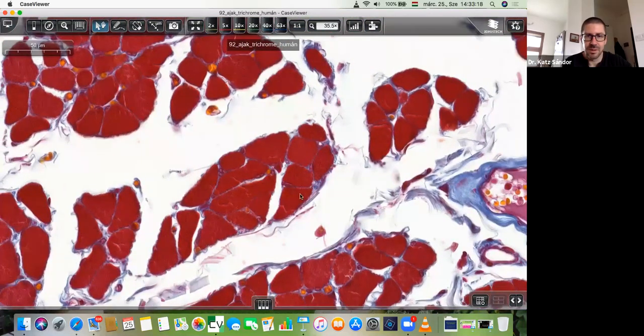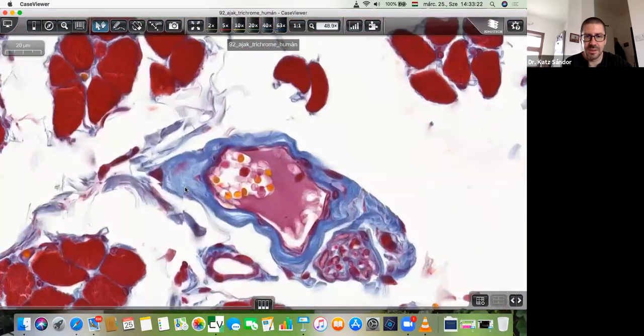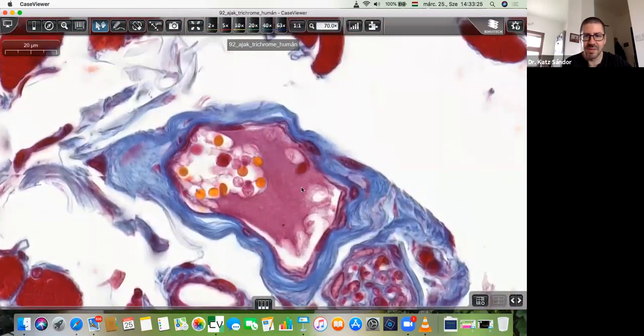And that was really good. So this is a vessel. Here we have the endothelial cells, there's the adventitia surrounding it, endothelial cells, and there is the preserved plasma. And here we have red blood cells and white blood cells.